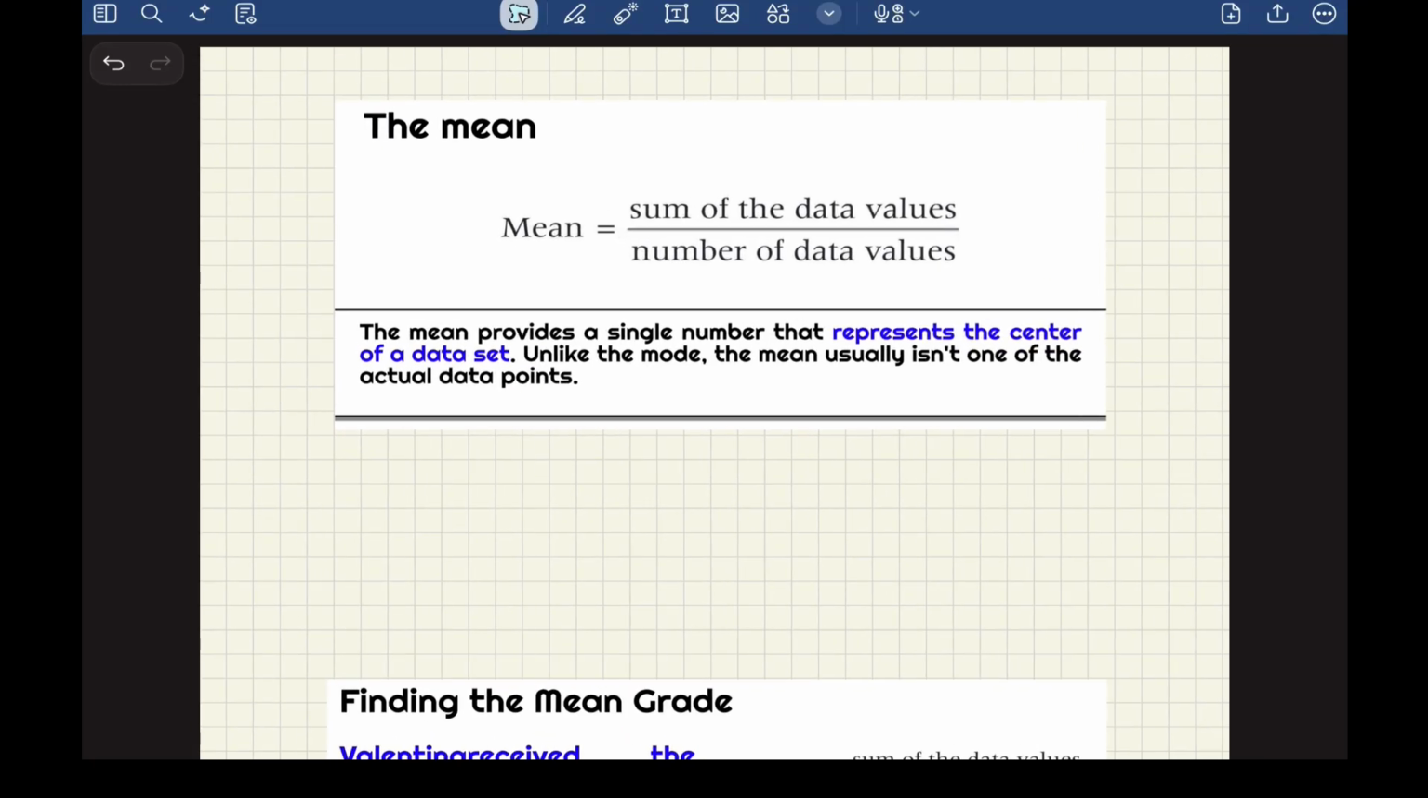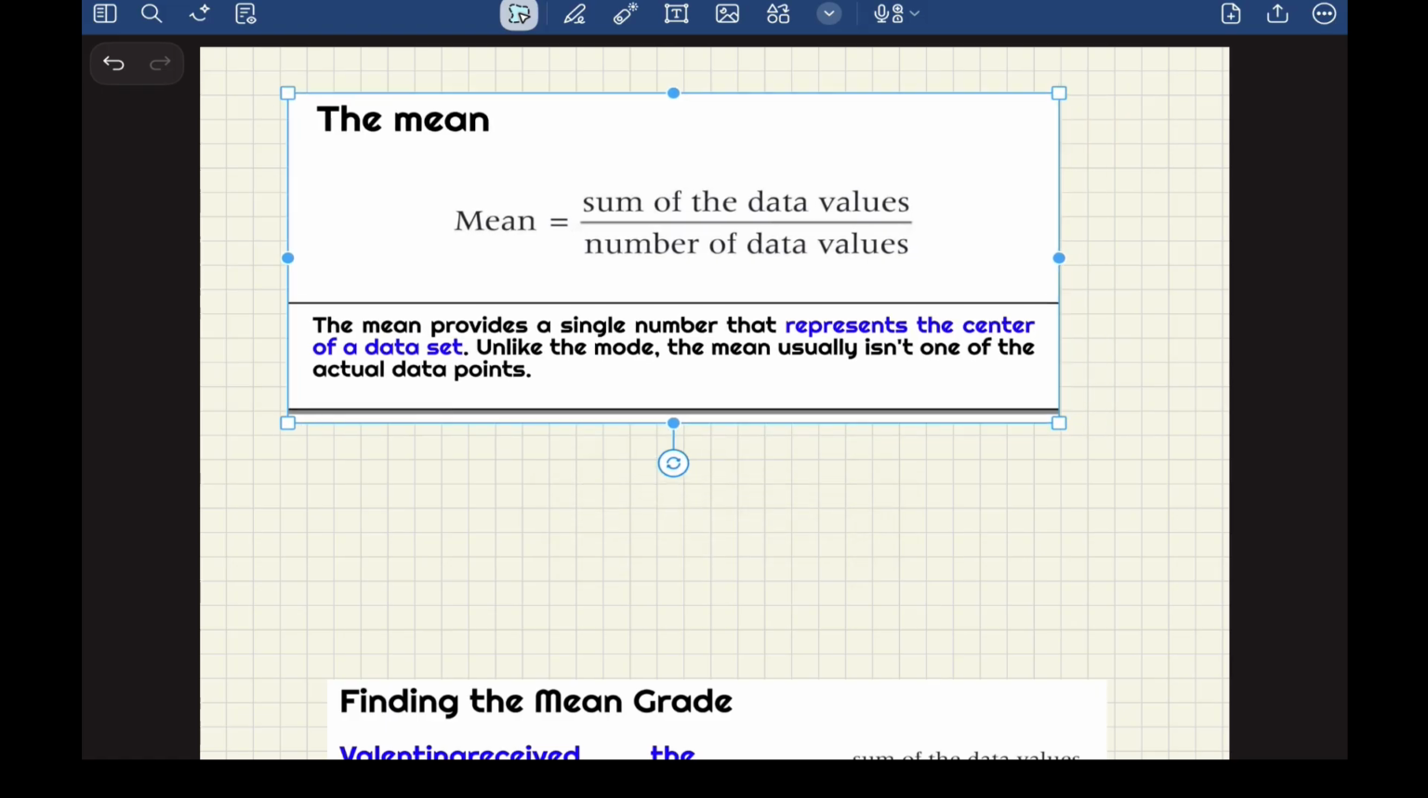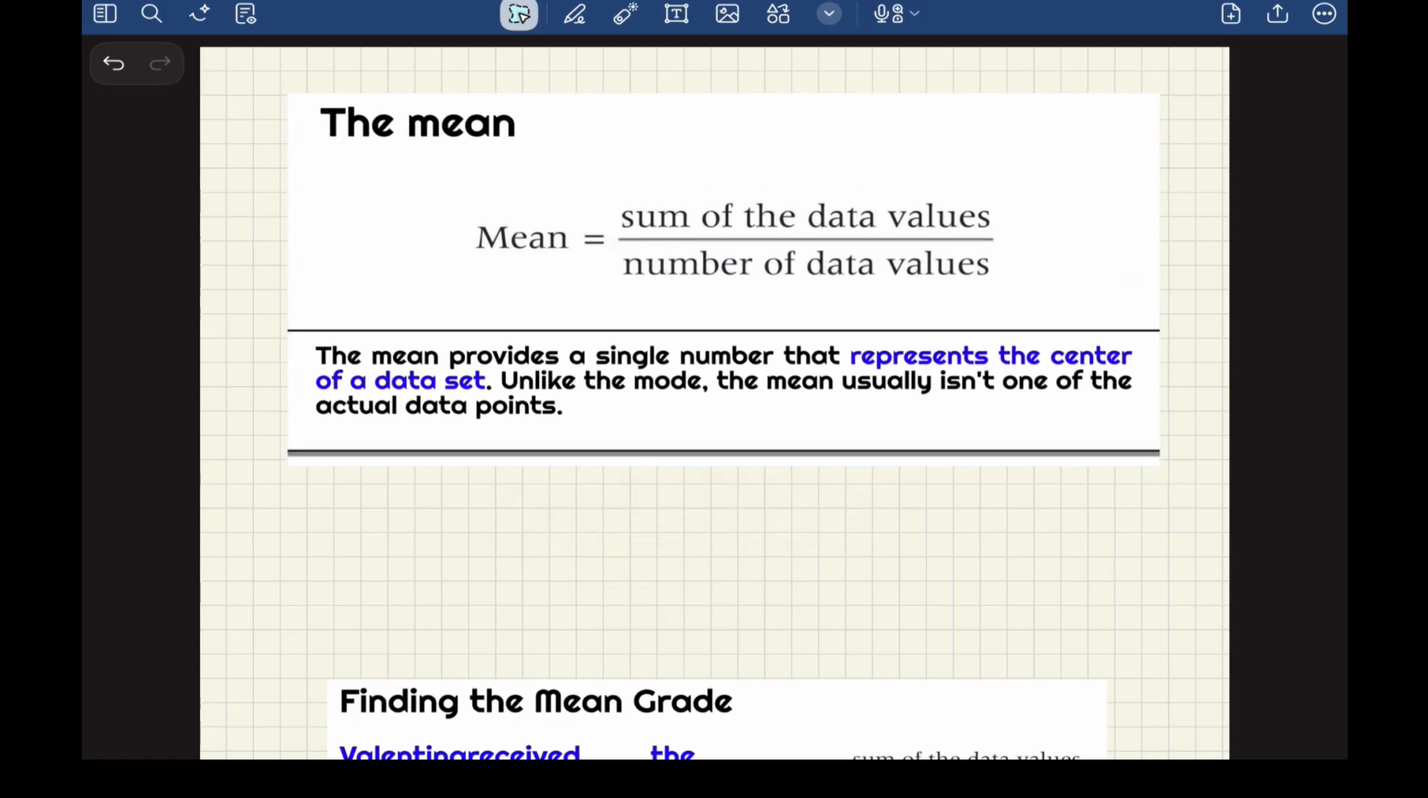Okay guys, so continue with the measures of central tendency. The second measure is the mean, or we can say the average. What is the meaning of this average or this mean? Well, basically it represents the center of the data set of your collected data. Okay, so in this case we have a formula. The mean is going to be the sum of the data values divided by the number of data.